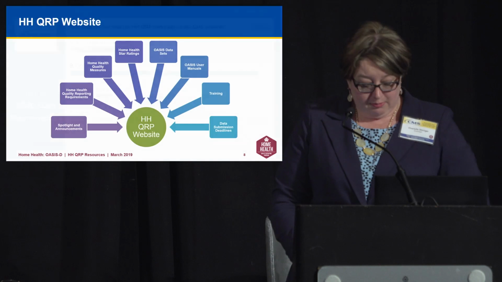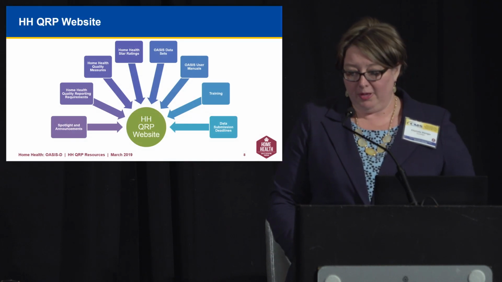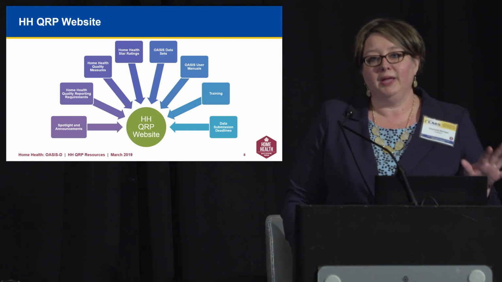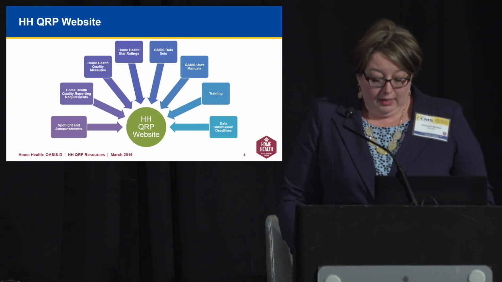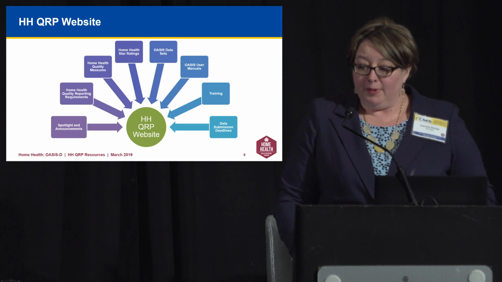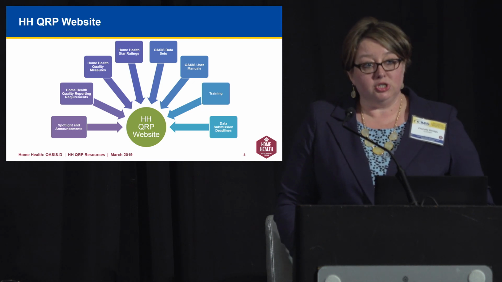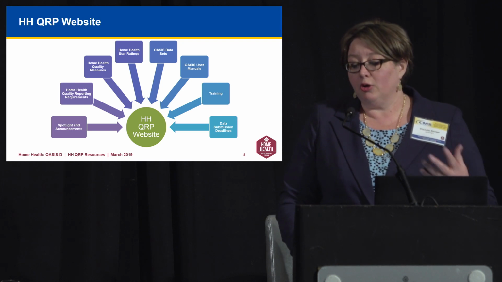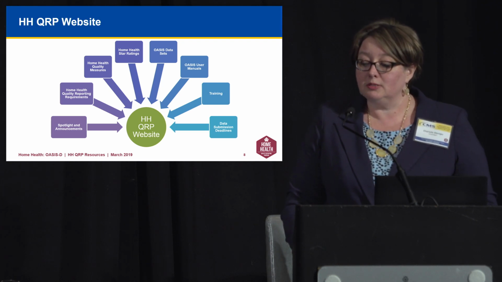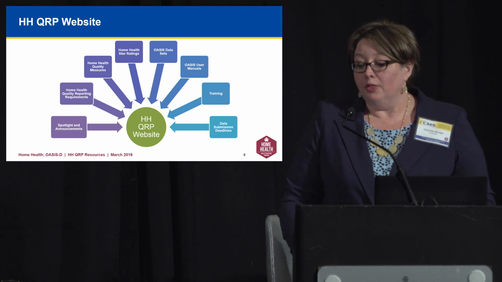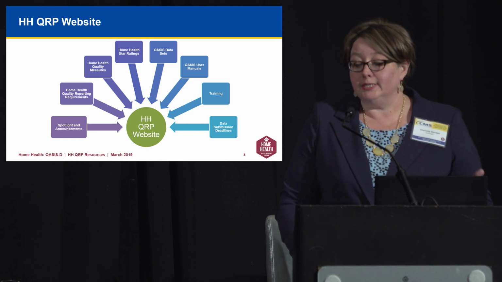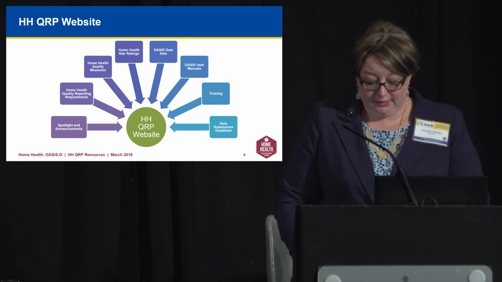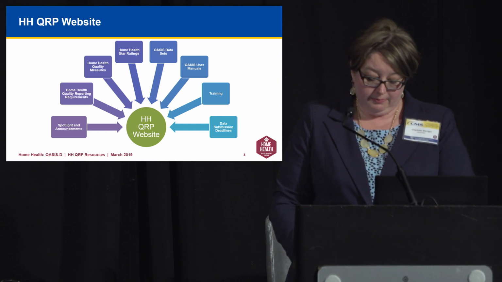Okay, let's move on to the actual HHQRP website. This is our fan diagram that talks a little bit about the different pages I'm going to be covering today. We're going to start with the spotlight and announcements, which I'll get into details about what each of these pages are. And then we're going to move into the quality reporting requirements, the home health quality measures, the home health star ratings, the OASIS data set, and then the user manual, okay? And then training, and then data submission deadlines.